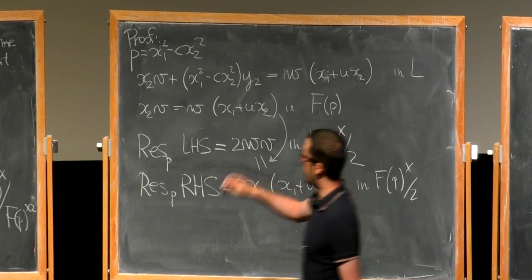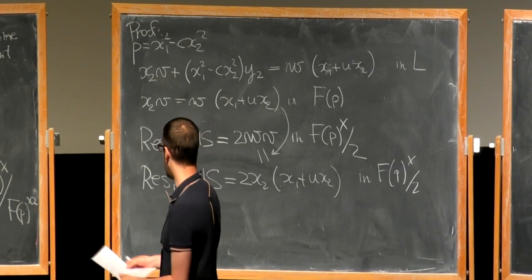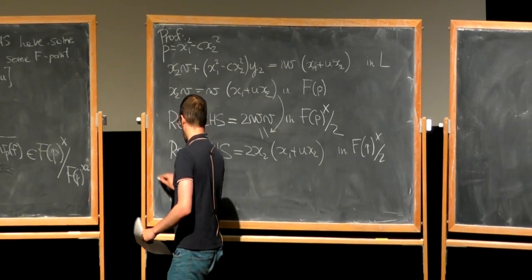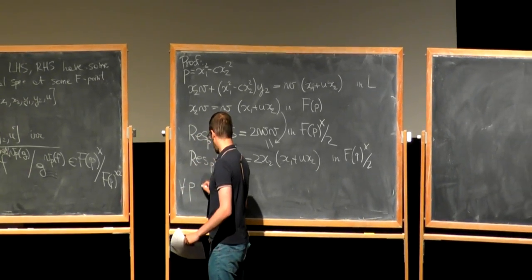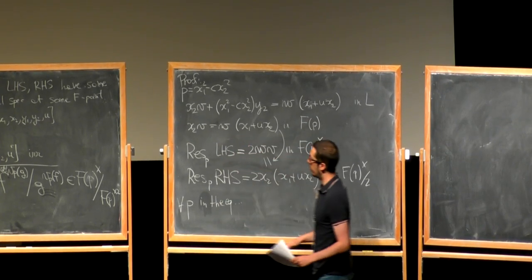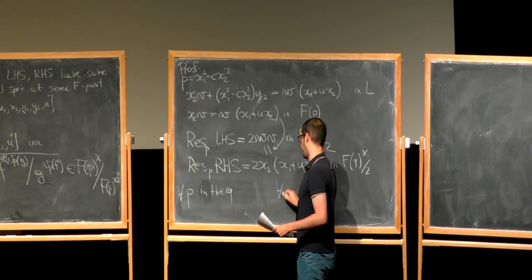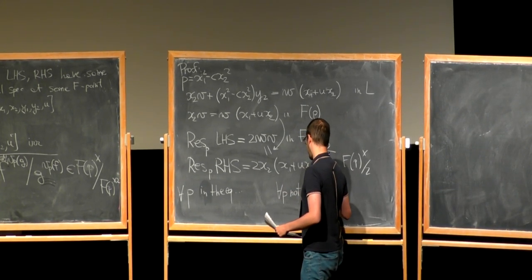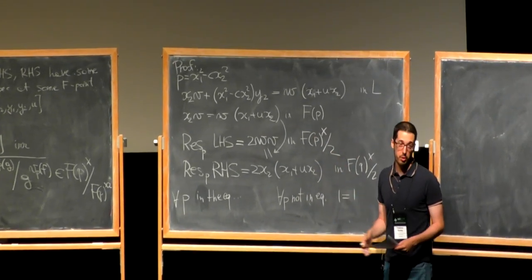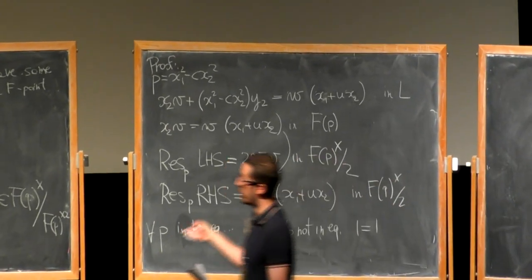Okay, then you get the gist of it. You have to do the same thing for every polynomial that appears in the equation, and there will be similar identities and similar calculations. And then you also have to do this for every p not in the equation. But that is trivial because you just get 1 equals 1 all the time. All the valuations are 0, so nothing to say there. So this means that the left-hand side and right-hand side have the same residues.